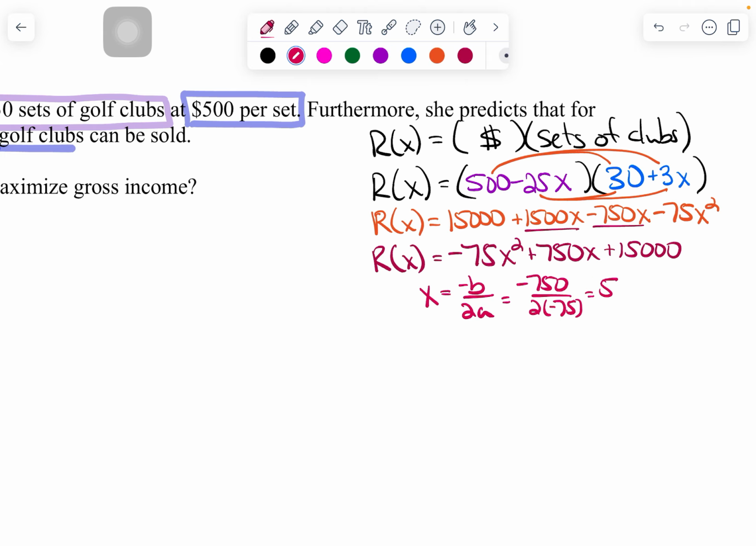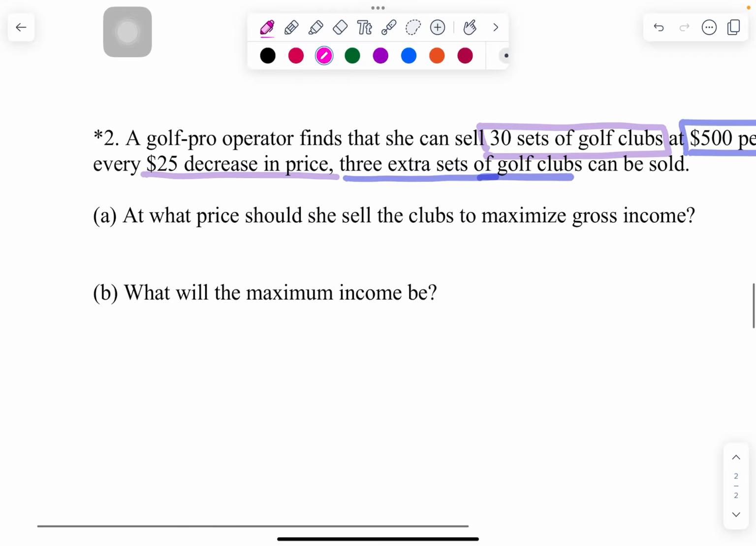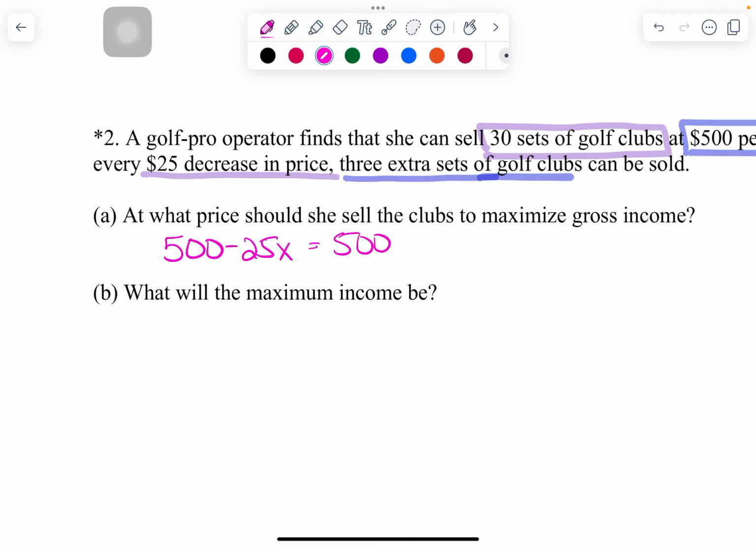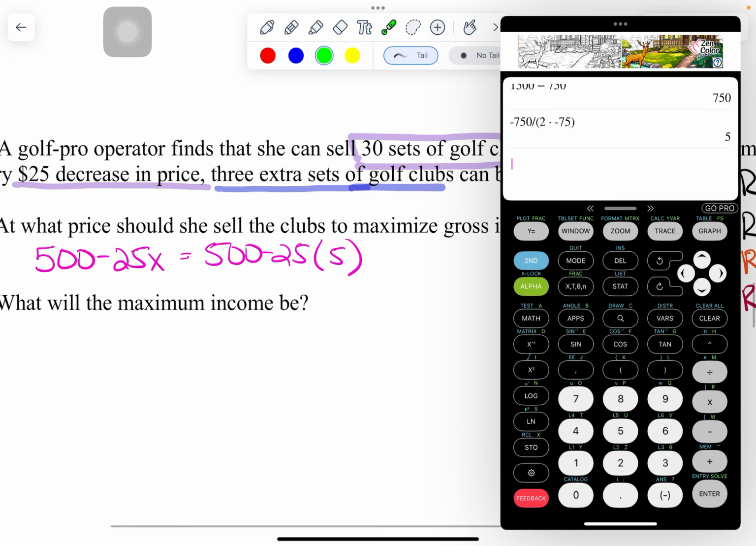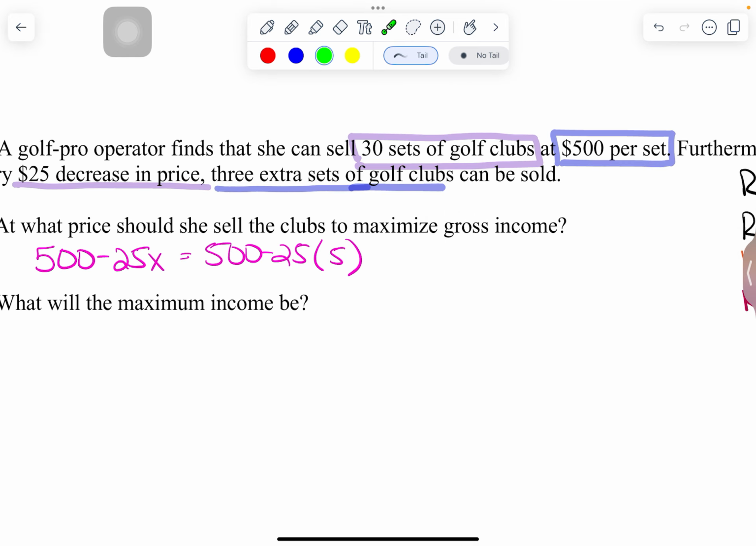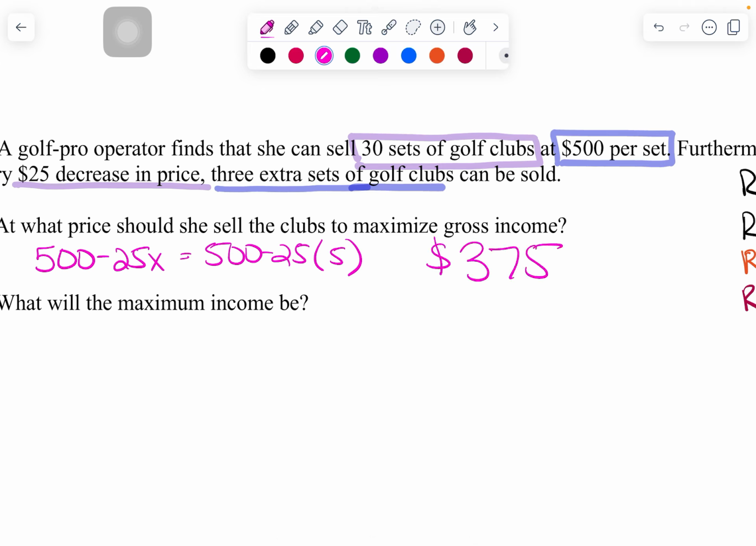Okay, so let me go ahead and slide on over here. So that was 500 minus 25x, but we're going to use x is equal to 5. There's my highlighter. Put that into the calculator and see what I get here. So 500 minus 25 times 5, and that is 375. There we go. So what price? The price should be $375.